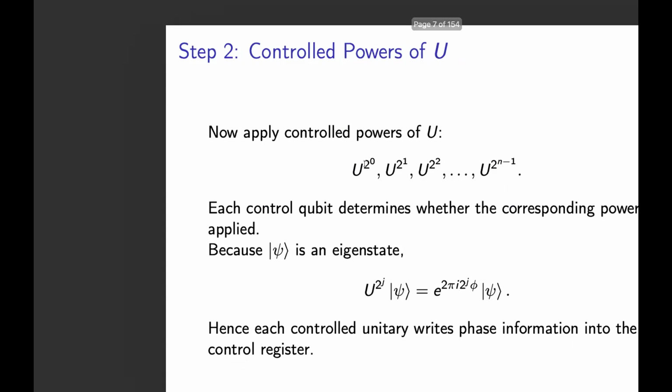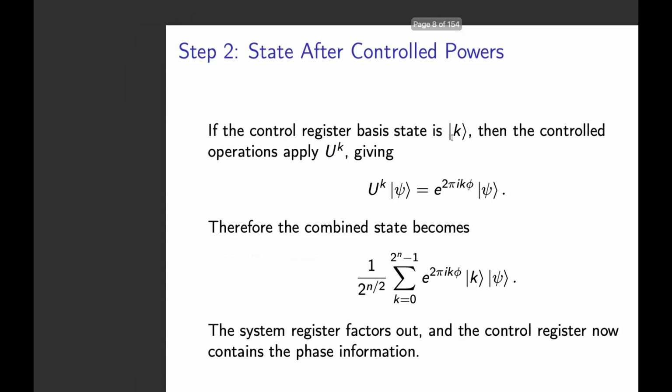Now we apply a set of controlled powers of unitary operations, controlled unitaries, and each control qubit determines whether the corresponding power is applied. Psi is an eigenstate of this operator, so we can write it out in terms of the phase phi, and each controlled unitary writes phase information into the control register. If the control register basis state is k, then the operations give a new state, which looks like this. This is your standard operation, which you also see in the quantum Fourier transform.